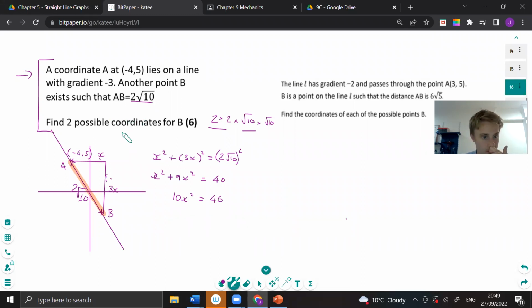So I want to show you what we've done for this one here. So the gradient of minus 3 means that if you go 1 to the right, you go 3 times more than that, and you go down. So you can extend this idea to algebra. So if this is x, this is minus 3x, and these are the short sides of a triangle, which has a hypotenuse that's been given to you, which is 2 root 10. So we can use ratio and we can say, well, this is x to the right and 3x down, and the hypotenuse is 2 root 10.